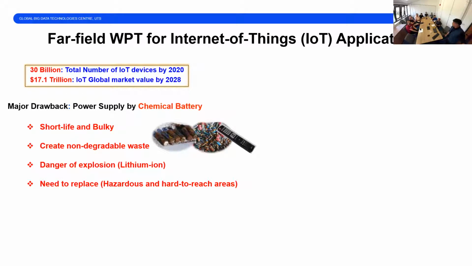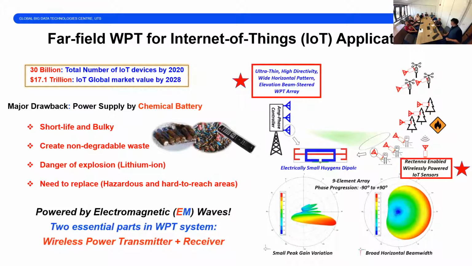So you have some major drawbacks. For example, short life and bulky, and it will create non-degradable waste. It's not green technology. And also it has the danger of explosion, in particular for the lithium-based batteries. So in some applications, for example, forest fire prevention, you cannot use such battery-based devices. And also in some applications, it's difficult to replace those batteries, and it's hard to get access by human beings. So in such conditions, wireless power transfer is the only solution.